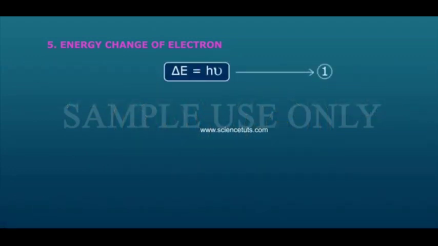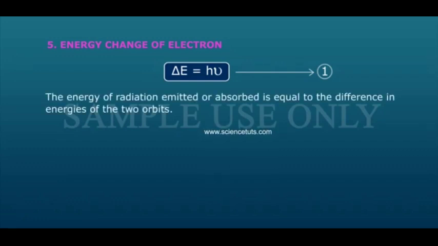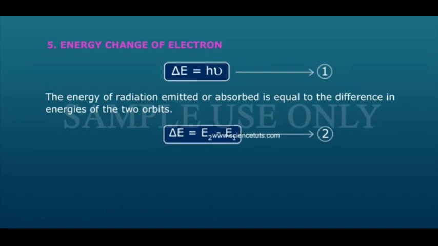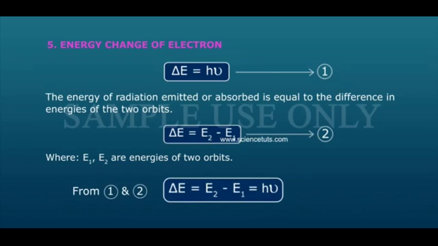Delta E equals h nu, equation 1. The energy of radiation emitted or absorbed is equal to the difference in energies of the two orbits. Delta E equals E2 minus E1, equation 2, where E1 and E2 are energies of the two orbits. From equations 1 and 2, delta E equals E2 minus E1, which equals h nu.